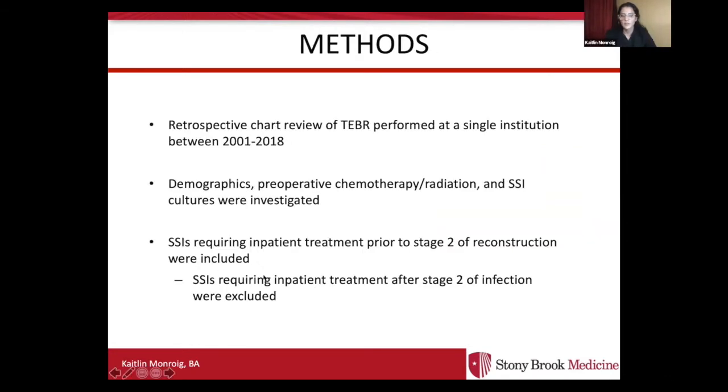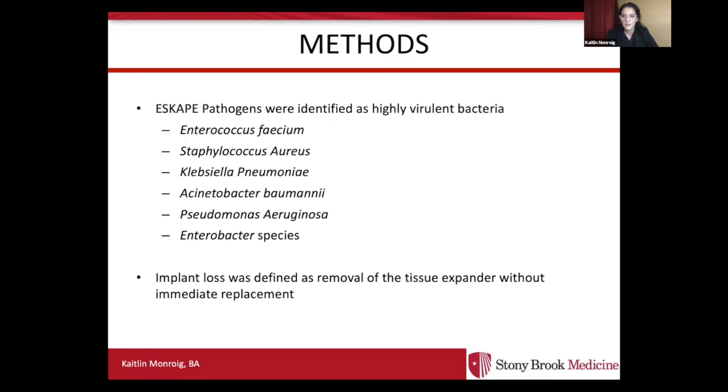We performed a retrospective chart review of patients who received tissue expander breast reconstruction between 2001 and 2018, compared demographics, and we included surgical site infections that required inpatient management prior to stage 2 of reconstruction. Those that occurred after stage 2 were excluded. We defined highly virulent organisms based off of ESKAPE pathogens. These are classically highly pathogenic organisms that typically lead to multi-drug resistance and can be very difficult to treat. We define implant loss as the removal of a tissue expander without immediate replacement.